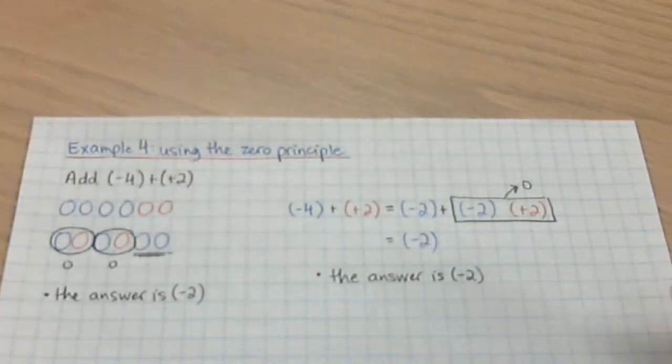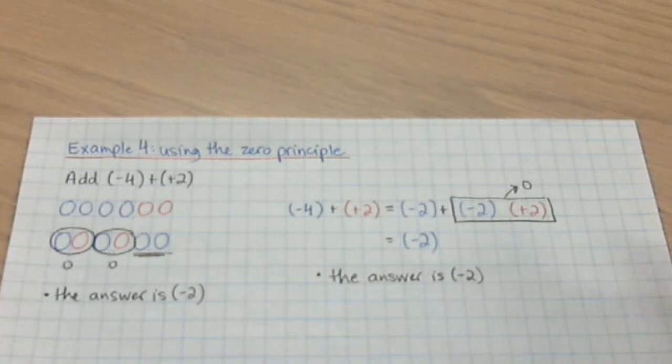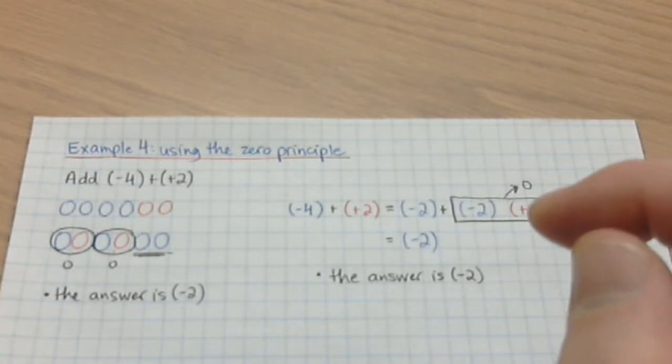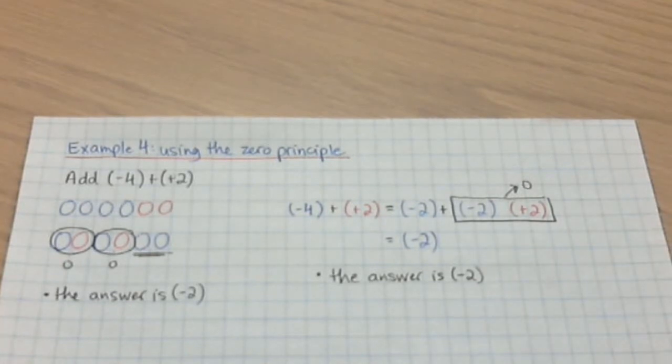So zero pairs are really helpful when you're adding integers, and I'll show you a way to use them when you're subtracting integers. In fact, if you're showing them with counters, you almost have to know how to use them. You'll get a chance today, or tomorrow rather, to add integers together using the zero principle. Hopefully that's been helpful.